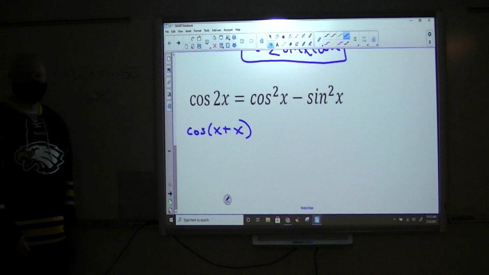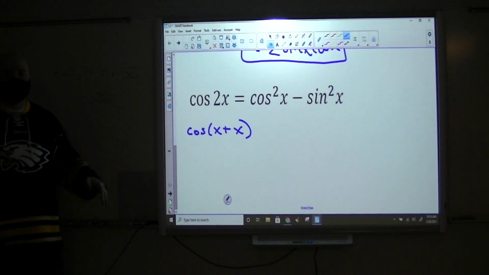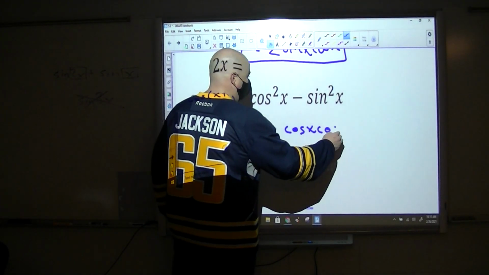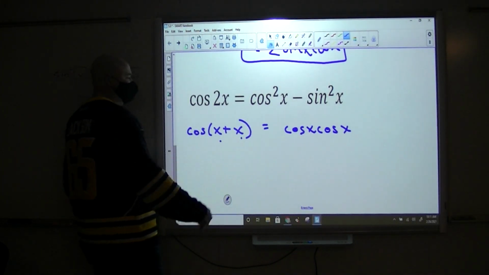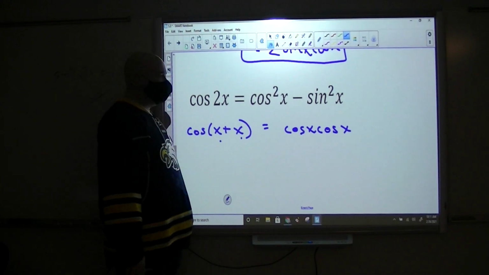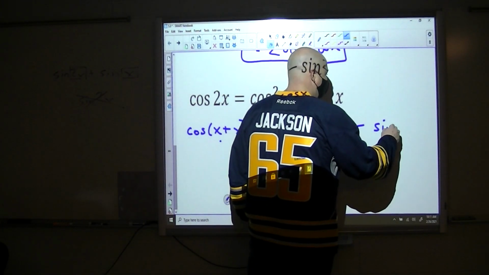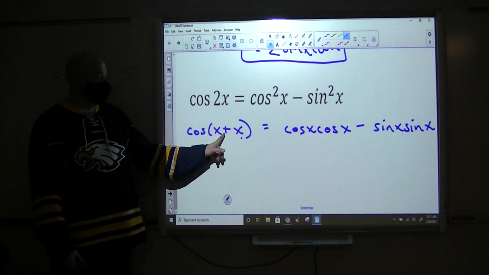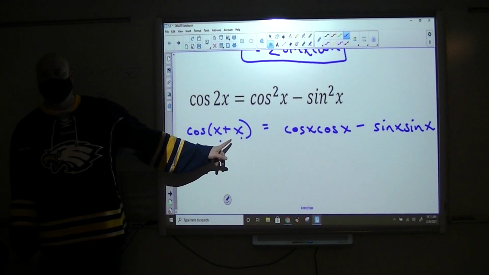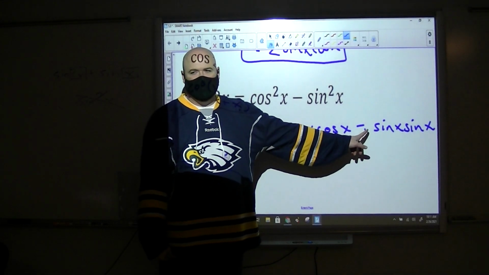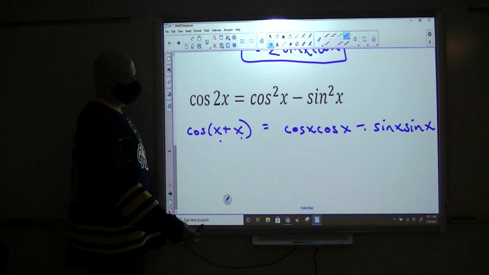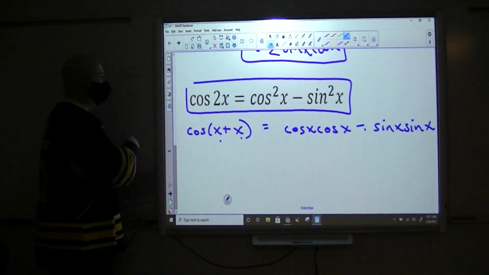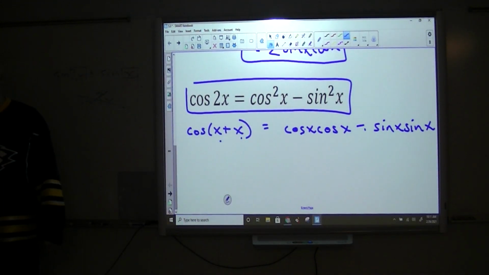If I did that, and this is a proof, here's our proof. The cosine of x plus x is equal to the cosine of x times the cosine of x, and then we subtract the sine of x times the sine of x. Remember, when we're expanding the cosine of a sum, we use the opposite operation over here. And then cosine x is this. So here is one equivalent statement for what a double angle of cosine looks like.